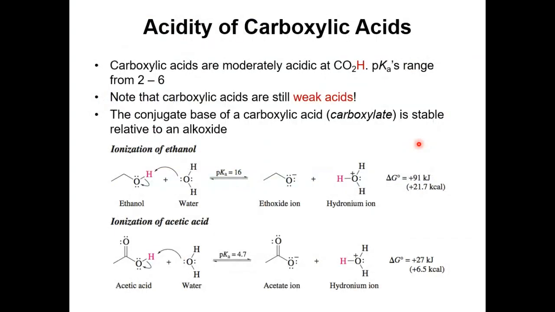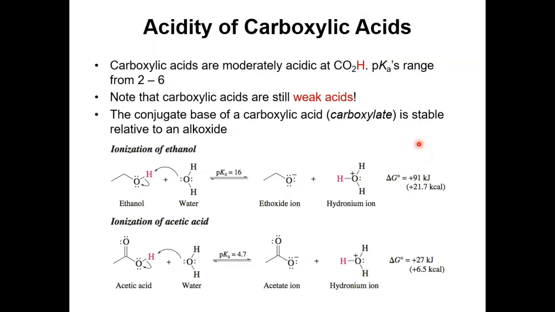Then the next thing we're going to discuss is a very unique property of carboxylic acid, implied by its name. Why do carboxylic acids have this name? Because they are generally the most acidic organic compounds you typically deal with. I'm not saying they are the most acidic organic compounds you can work with, but they are the most acidic organic compounds you typically work with.